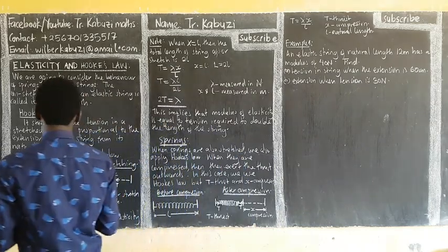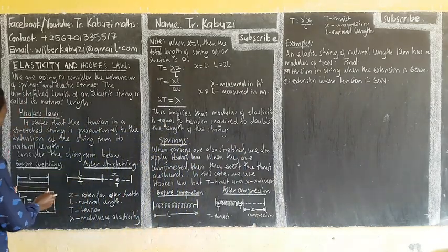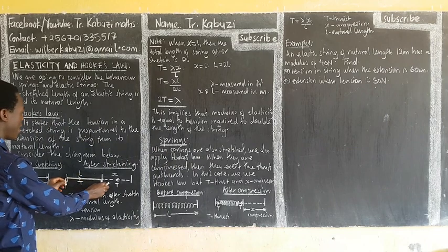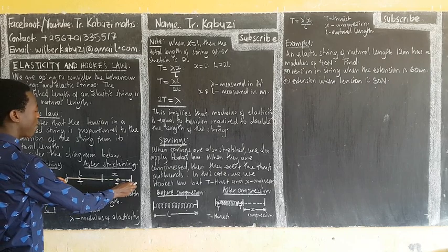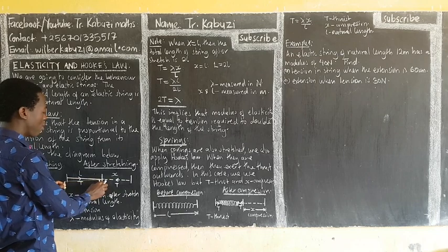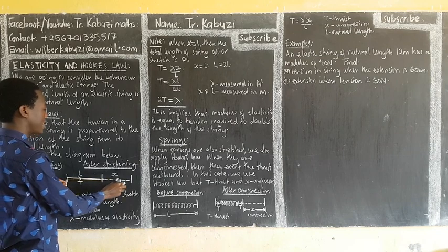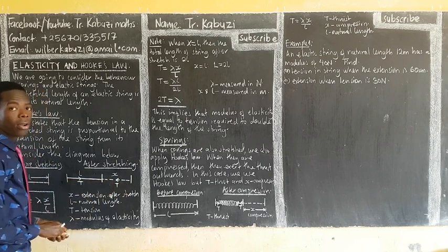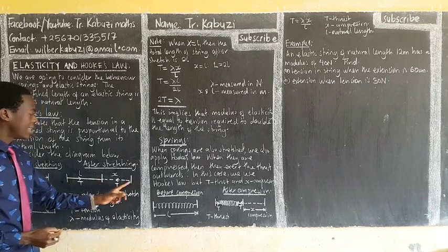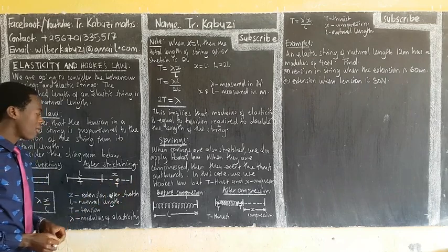Now, look at this. This is my natural length before I stretch, so it's the same here. But now, when I stretch, you see I'm stretching this. I'm forming an extension. That extension I'm forming from our natural length is what we call x. From the natural length, this extension we made is what we call x.